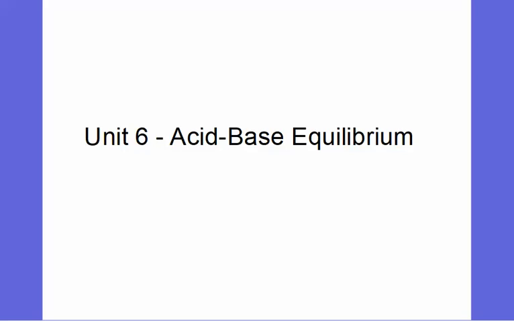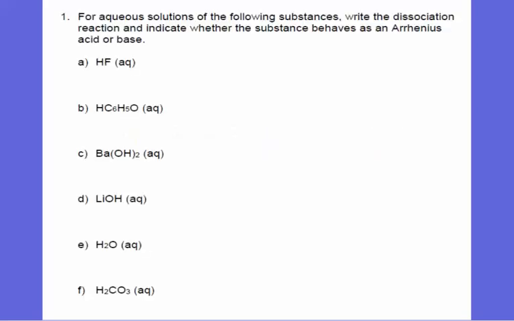Weak acids and weak bases partially dissociate in water. So they're mainly going to stay together as a whole molecule, and we'll have a few of the ions actually forming. But let's just practice writing dissociation equations of different types of substances.